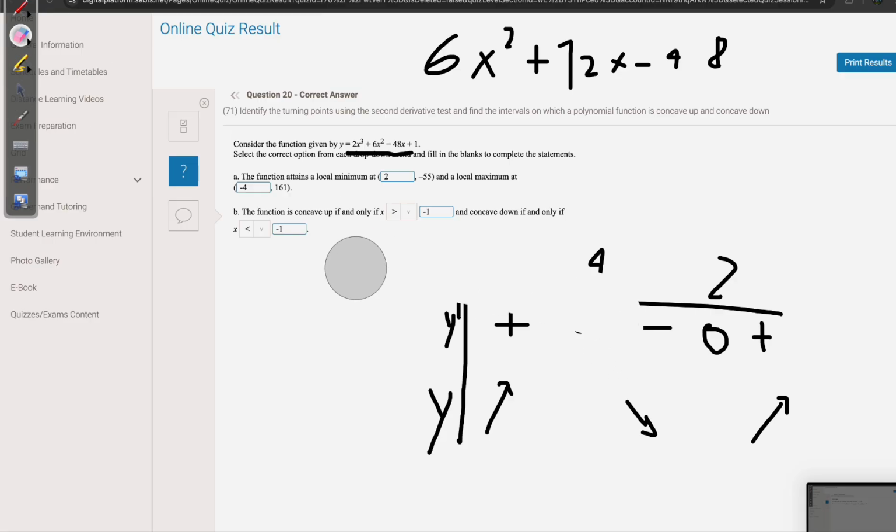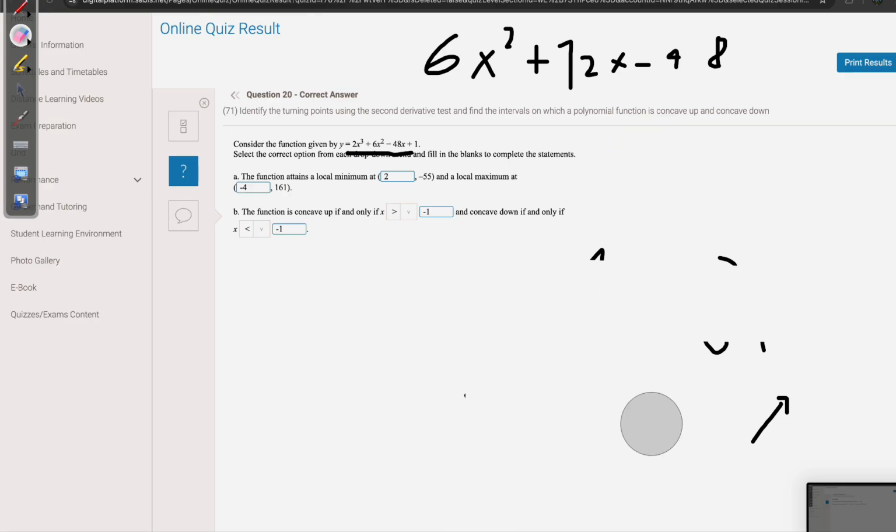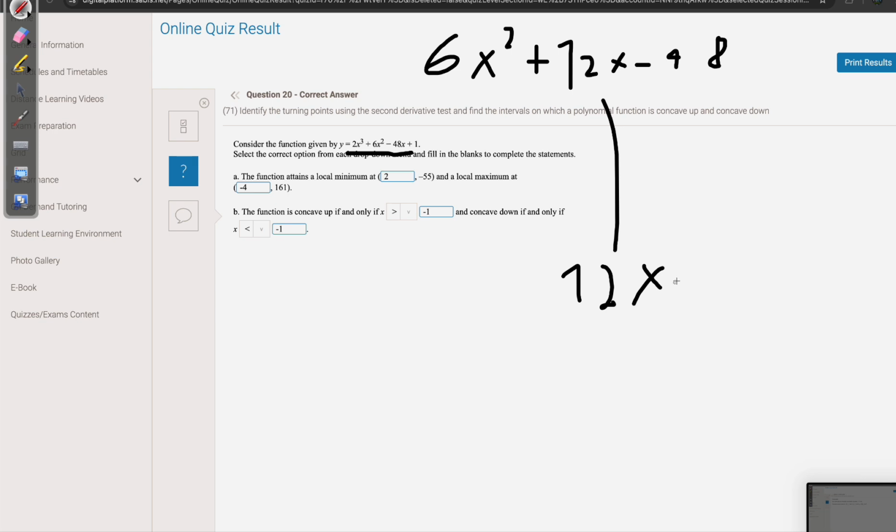Then to find whether it's concave up or concave down, we do the double derivative and basically do a table of variation, but for the double derivative, which will tell us whether it's concave up or concave down. So after deriving this, we get 12x plus 12, where x will be equal to negative 1.